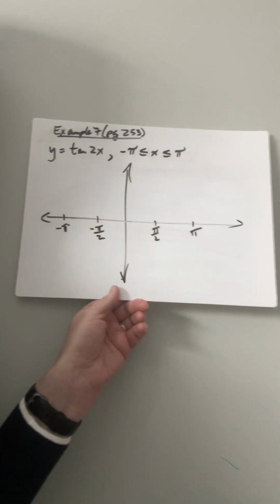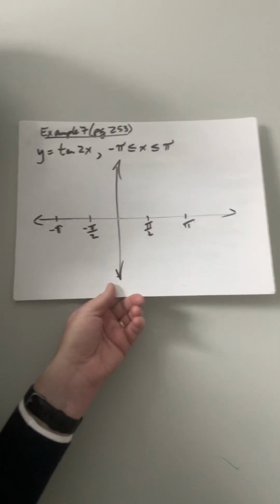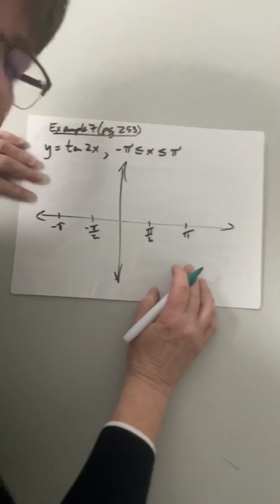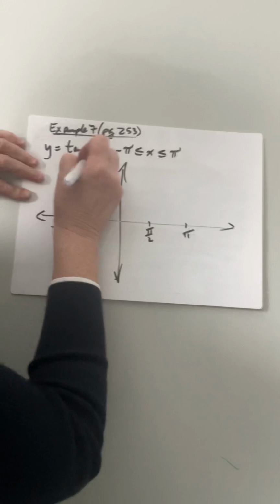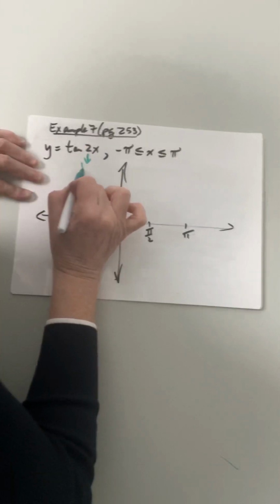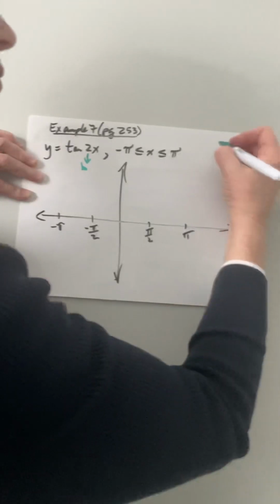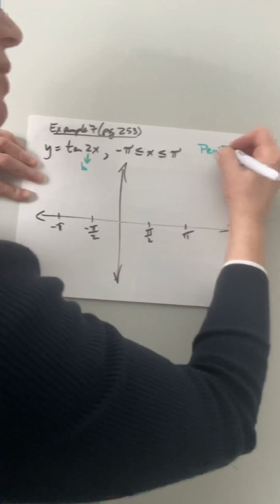Here we go, graphing y equals tan 2x. So we know from transformational form that this is our b in the b position of transformational form. So maybe the first thing we want to do is figure out what is the period of this function.